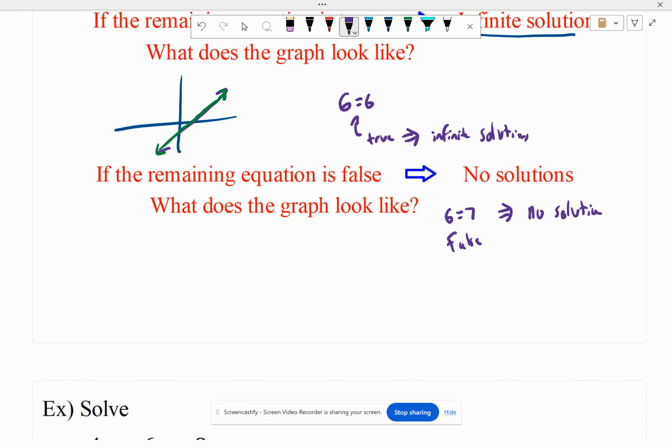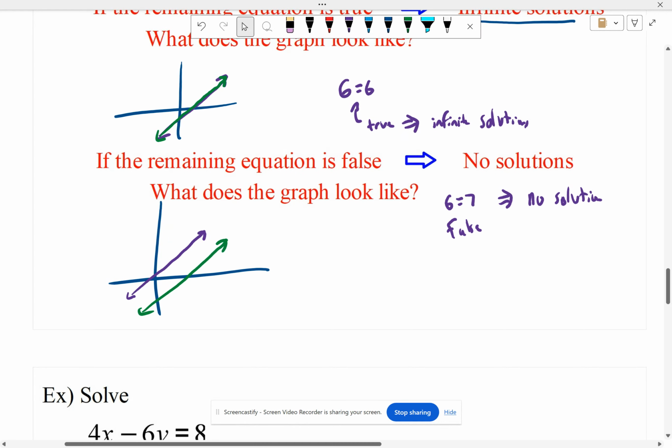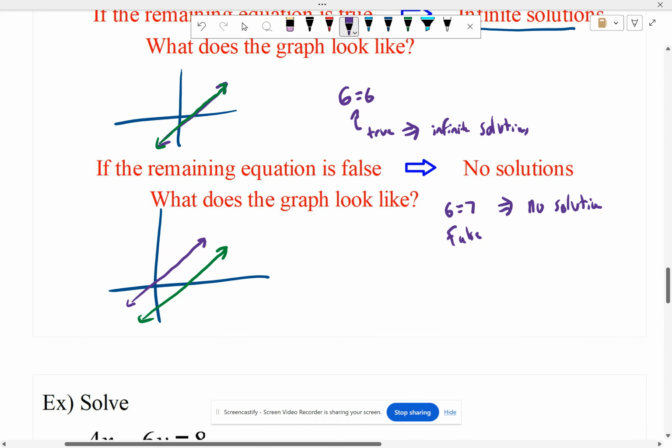Now graphically, that's when the graphs do not ever intersect. So if one graph looks like this, then the other graph might look like this. So if they're parallel to each other, there is no solution. That's what it looks like graphically. And even if the functions aren't linear functions, you could still have a situation of no solution.